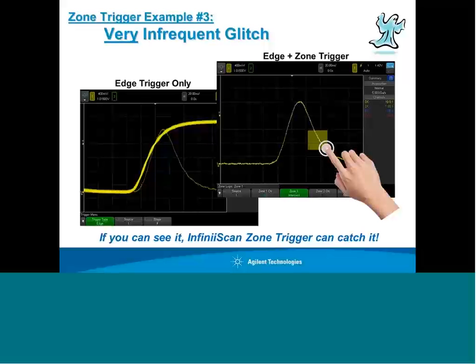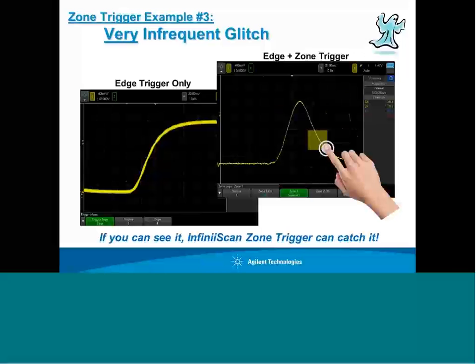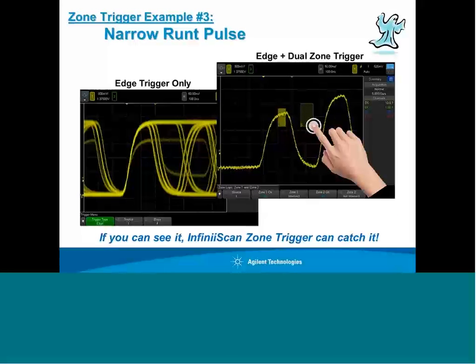This is the 1 in a million glitch that we showed earlier. Again, draw a box in the area of just the glitch, not the normal part of the waveform. The scope locks in on it, and now you can correlate it to other signals and find out what's causing it. This is the example of the runt pulse.